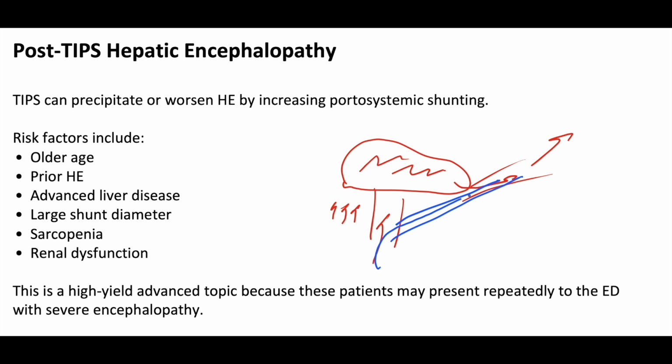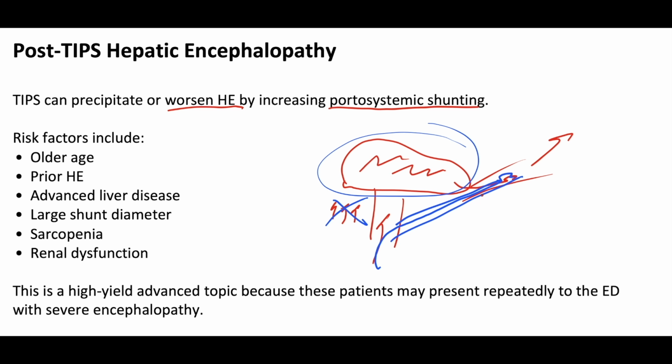It can just go through the shunt, and that'll then decrease portal pressures, but less blood is then going through the liver, so you get even less detoxification, even less ammonia clearance after a TIPS, which can precipitate or worsen hepatic encephalopathy by increasing portosystemic shunting, because that's literally what a TIPS is meant to do. It is meant to increase portosystemic shunting.